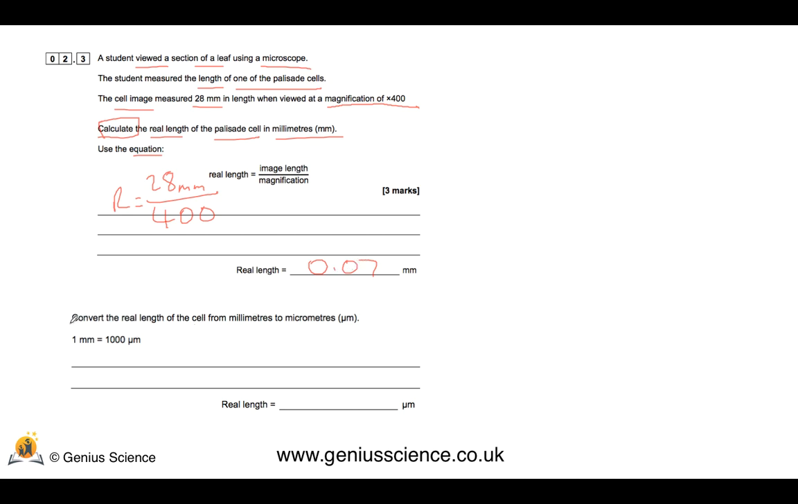Now, here they're asking us to convert the real length of the cell. Sorry, if you get the right answer here, that'll give you 2 marks. Real length, so back to this question: convert the real length of the cell from millimeters to micrometers. Here they're telling us that 1 millimeter equals 1,000 micrometers. So using our answer here, 0.07, we need to times it by 1,000, and that will give us a real length of 70 micrometers.